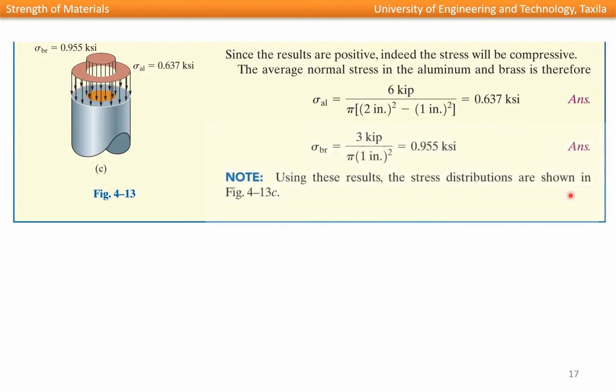Similarly, the stress in the brass can be calculated by dividing the force taken by the brass, which is 3 kip, divided by the area of brass, which is pi r square, and it becomes 0.955 ksi. So these results are shown here.